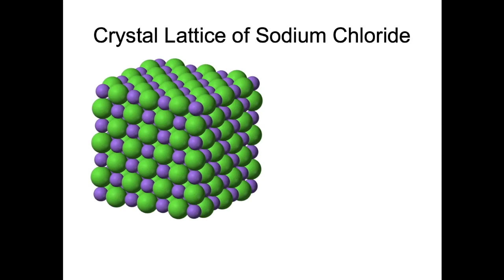All of our chlorine atoms are surrounded by and attracted to positive sodiums. All of the sodium ions are surrounded by and attracted to negative chlorides. But this would be almost impossible to represent with a formula. So that's why we always go for the lowest ratio of the ions. So the formula unit is just that simplest repeating pattern that you'll see in the crystal lattice.